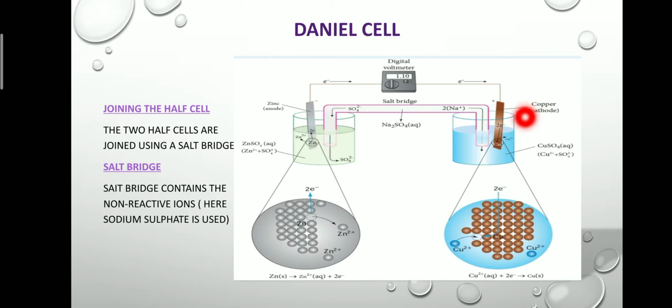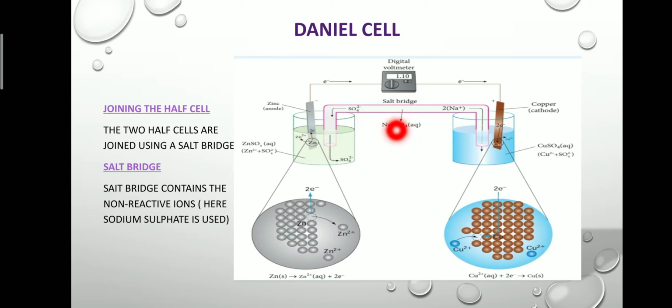And in the same way in the cathode, the Cu2+ ions from the electrolyte gain electrons and get deposited on the copper metal strip. So here the Cu2+ ions become less, and the negative ions will be in greater number. At that point, the ions from the salt bridge, the non-reactive ions, come into play.